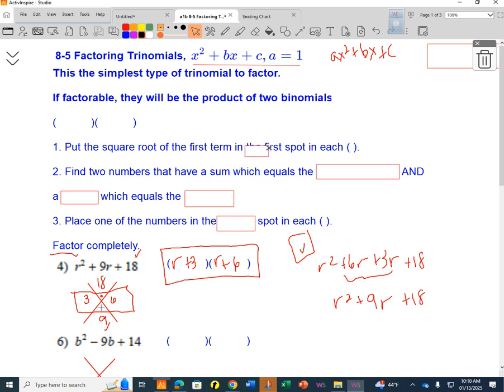The next thing we're going to do is find the numbers that have a sum, which equals the middle coefficient. So in this case, 3 plus 6 equals that middle coefficient, and a product, which equals the last term. So you can put the 9 on top, the 18 on bottom. Just know that you're looking for the factors of the last term that you can add together to get the middle coefficient.